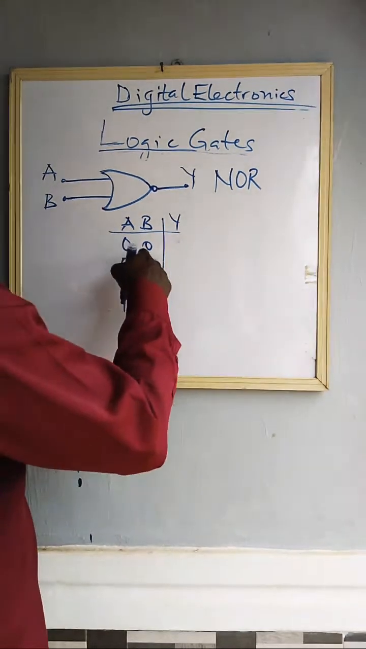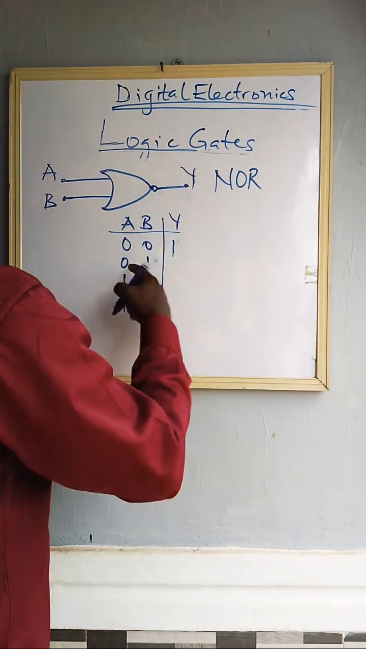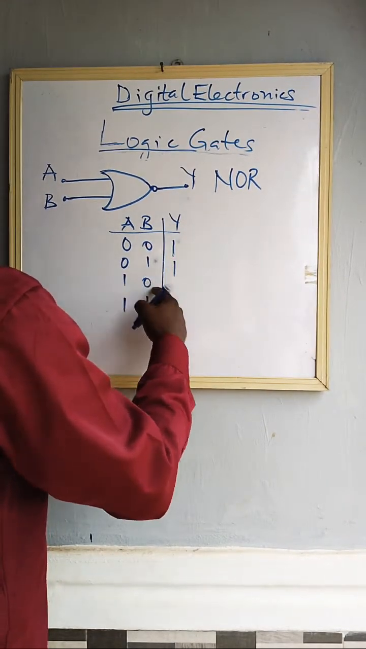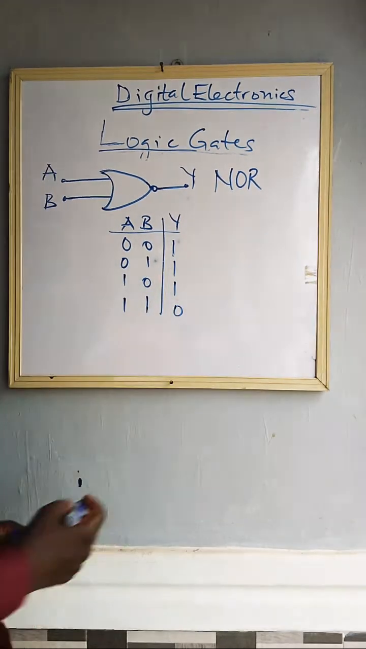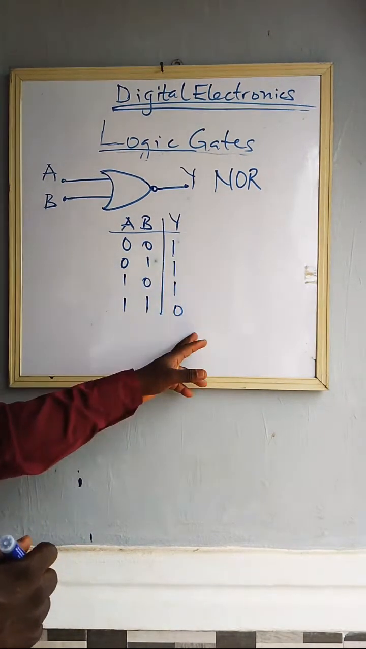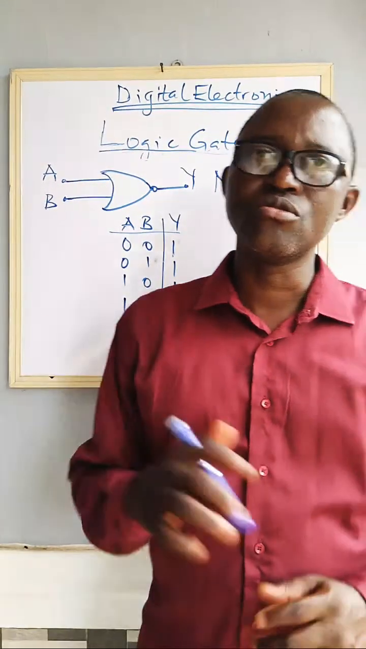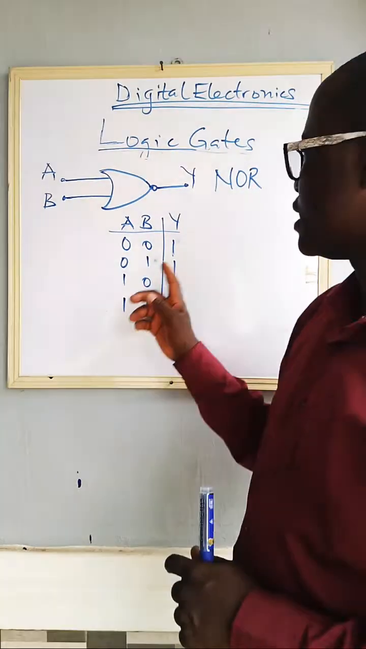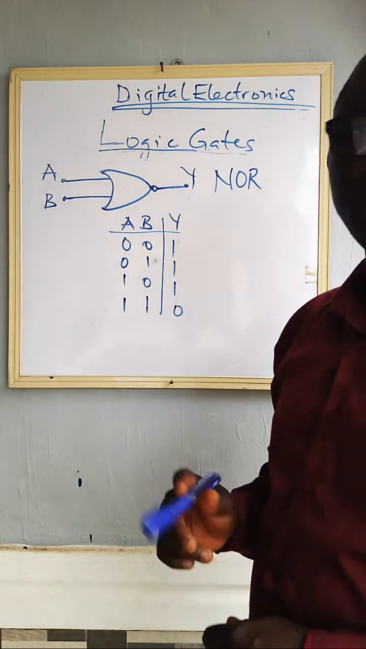So let's look at it. 0 and 0, we are going to have a 1 here. 0 and 1, 1. 1 and 0, 1. 1 and 1, 0. This is a logical NOR gate. We see that this is the direct opposite of the OR gate that we discussed earlier. It is a direct inversion of the functionality of the OR gate.